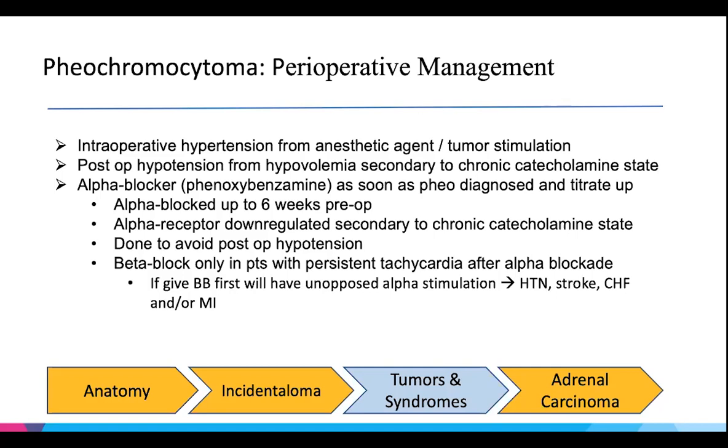And as Dr. Fernandez was saying, you only want to use beta blockers in these patients with persistent hypertension, and only after you initiate that alpha blockade. If you put on a beta blockade without putting on the alpha blockade first, you'd have unopposed alpha stimulation precipitating hypertension, which can lead to a number of cardiovascular events.